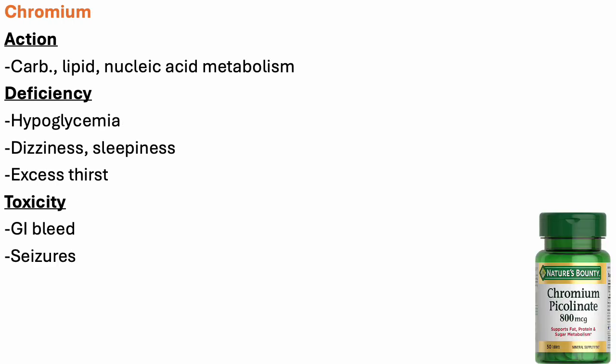Chromium acts on carbohydrate, lipid, and nucleic acid metabolism. Deficiency of this would include hypoglycemia, dizziness, sleepiness, and excessive thirst. Toxicity would include GI bleed and seizures.